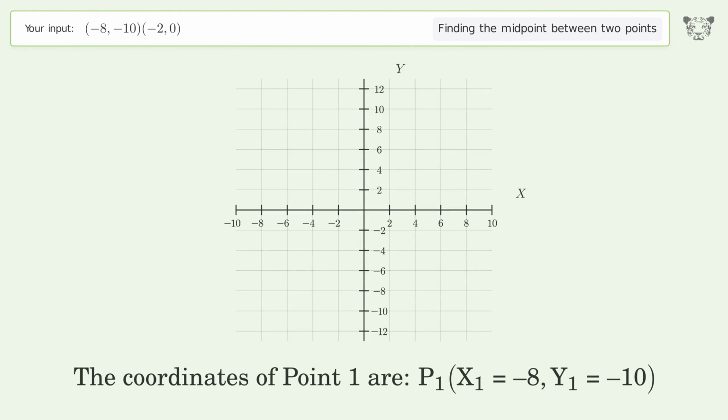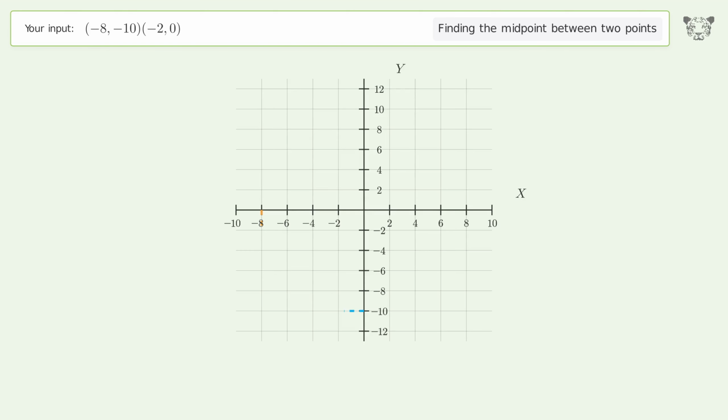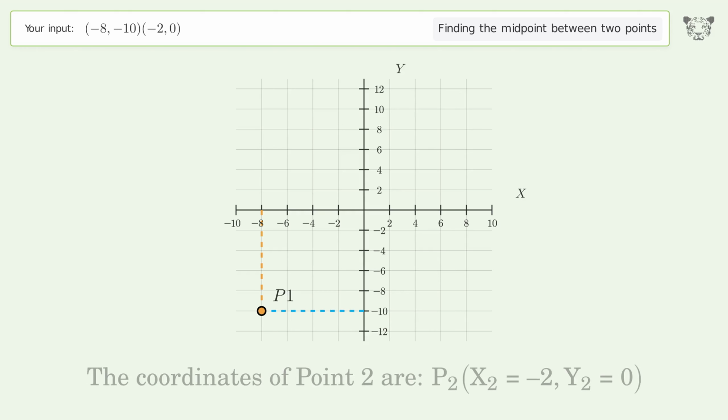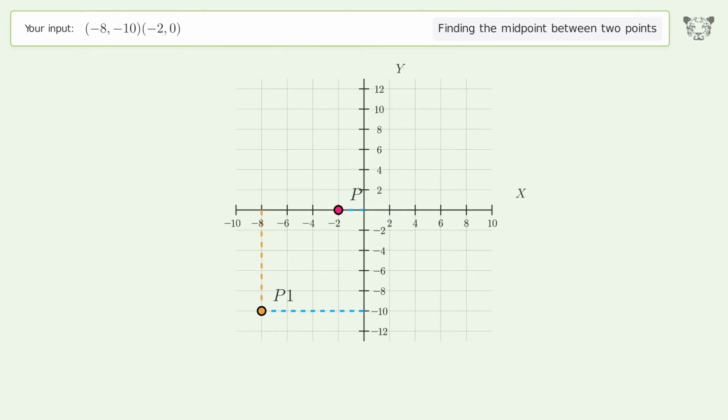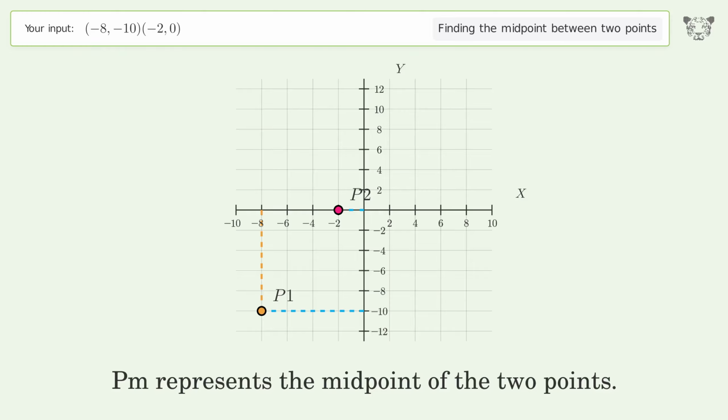The coordinates of point 1 are, x1 equals -8, y1 equals -10. The coordinates of point 2 are, x2 equals -2, y2 equals 0. PM represents the midpoint of the 2 points.